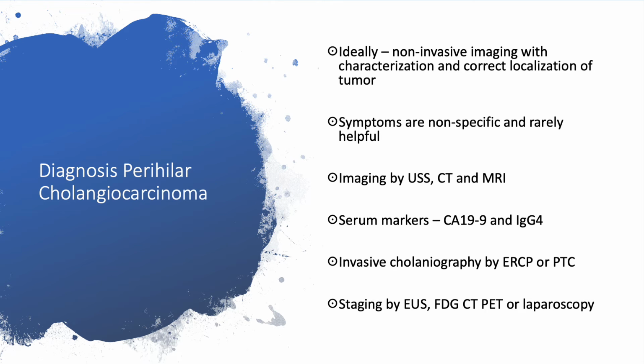Ideally, the diagnosis is made using non-invasive imaging with characterization and correct localization of the tumour. Unfortunately, symptoms are not helpful, and the non-invasive imaging is really down to ultrasound, CT, and MRI. Serum markers such as CA19-9 are helpful, and one does need to look at the IgG4 level to exclude the autoimmune condition that can masquerade as a tumour. Invasive cholangiography may be needed by the ERCP or PTC, and staging by EUS, PET, and laparoscopy should be considered.